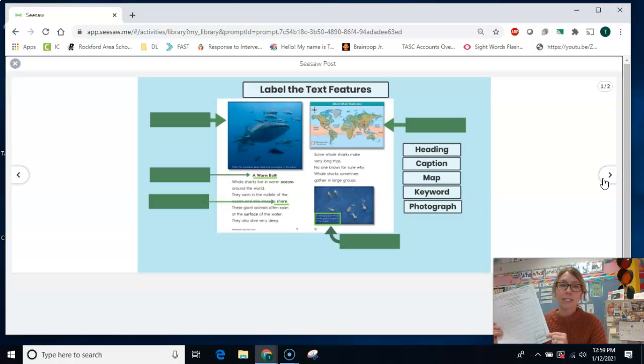Alrighty, practice good handwriting, spacing, capitals, spelling, punctuation, as always. All right, so this is your work for reading today.